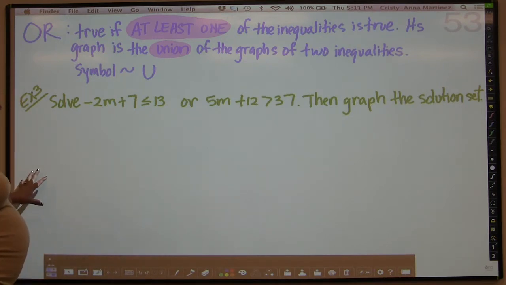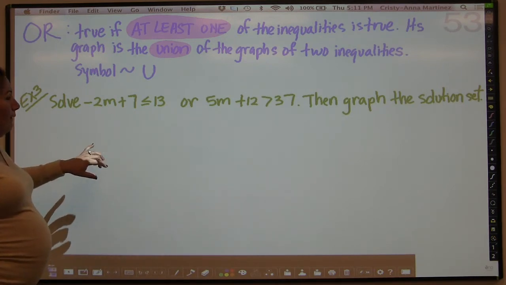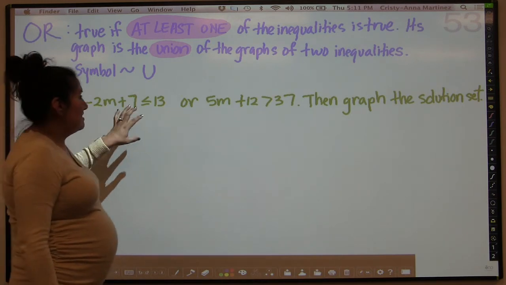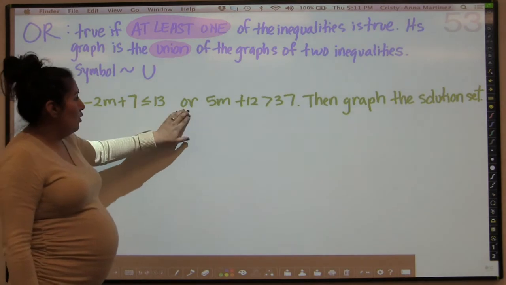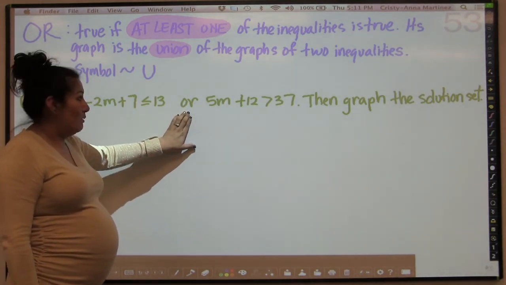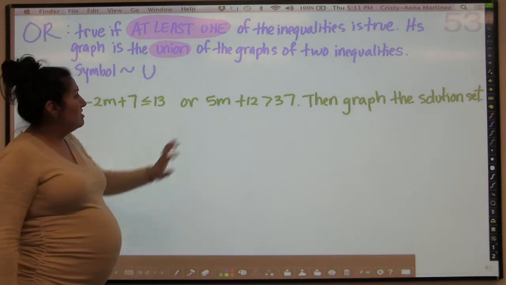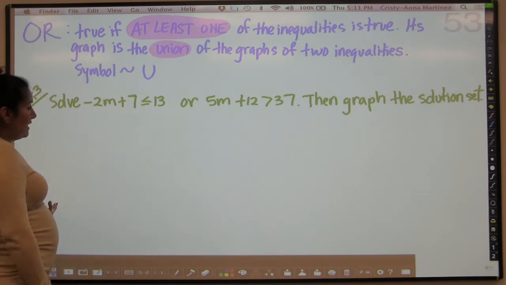In this case, you can see how you don't put ors as sandwiches. You only put ands as sandwiches. So you can see how they put the word "or" here instead of using an actual sandwich. So you have the two separate inequalities, and basically, we need to solve them both.